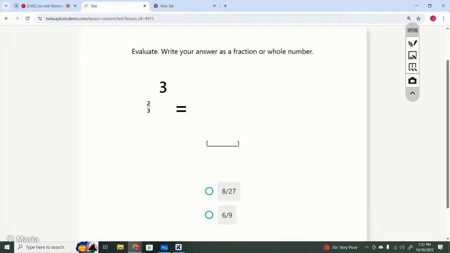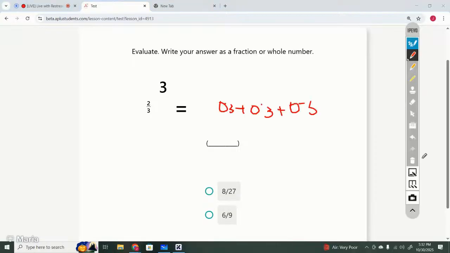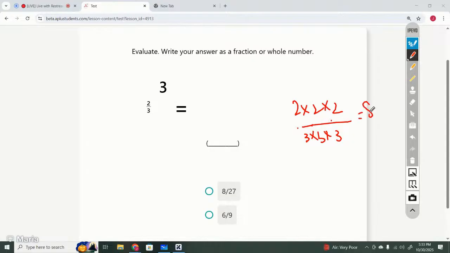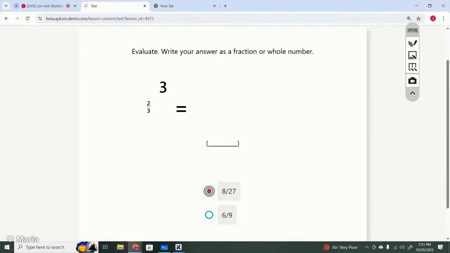2 by 3 exponent 3. Multiply the numerators 3 times, that would be 2 times 2 times 2, and the denominators 3 times. 2 times 2 is 4, 4 times 2 is 8, 3 times 3 is 9 and 9 times 3 is 27. That would be 8 over 27. Option number 1 is the correct option.